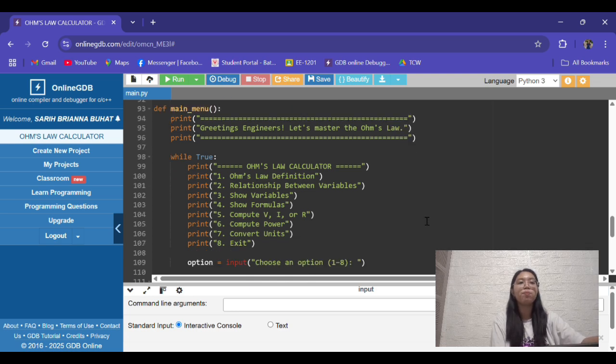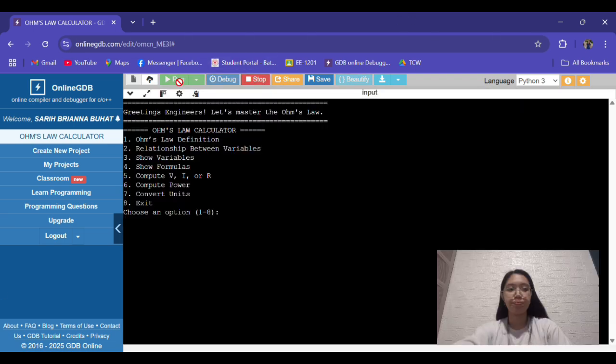It presents a list of numbered options to the users, like viewing definitions, converting units, or performing calculations. Using a loop structure, the menu keeps running and letting the user choose until they select the option to exit the program. So now I am going to run this program to see how the Ohm's law calculator works.